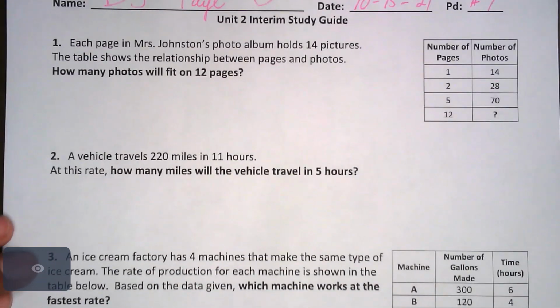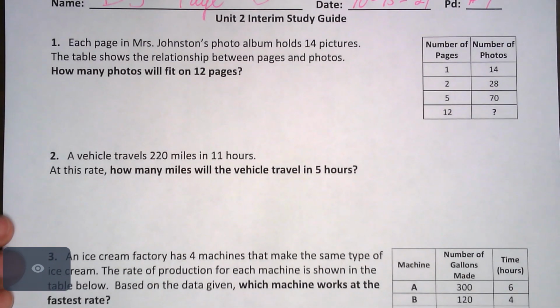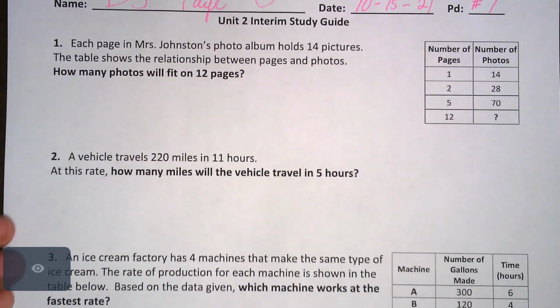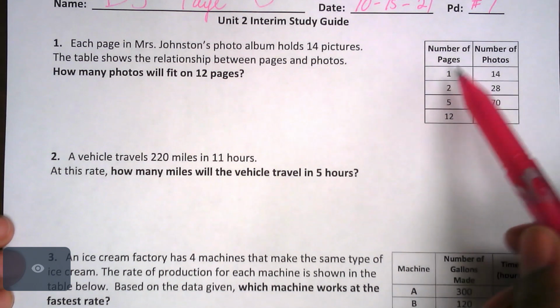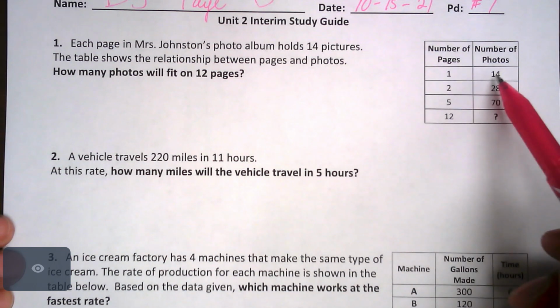All right, number 1. Each page in Mrs. Johnston's photo album holds 14 pictures. The table shows the relationship between pages and photos. How many photos will fit on 12 pages? Okay, so let's look at this table. It is a table of equivalent ratios. So 1 page to 14 photos.